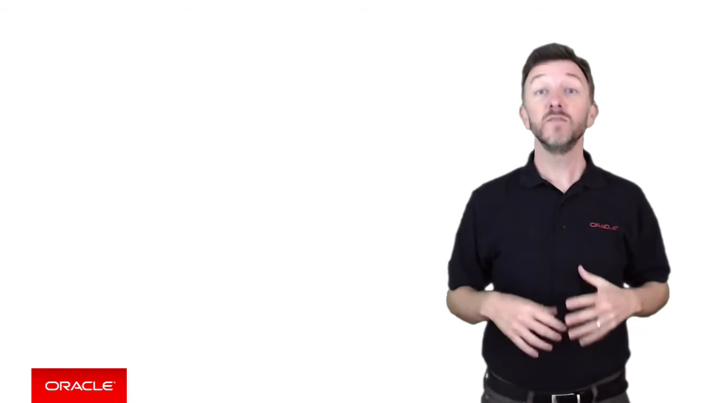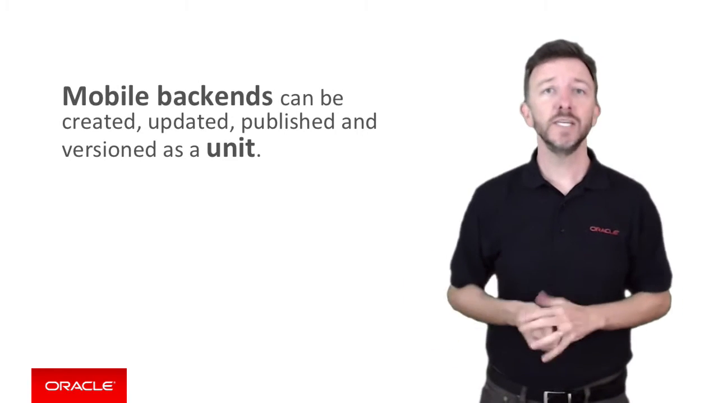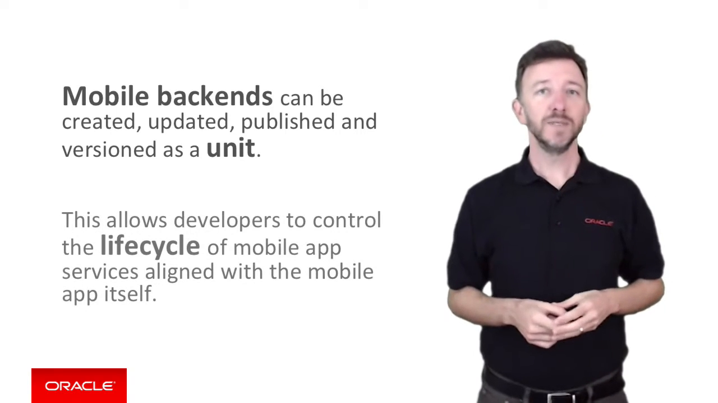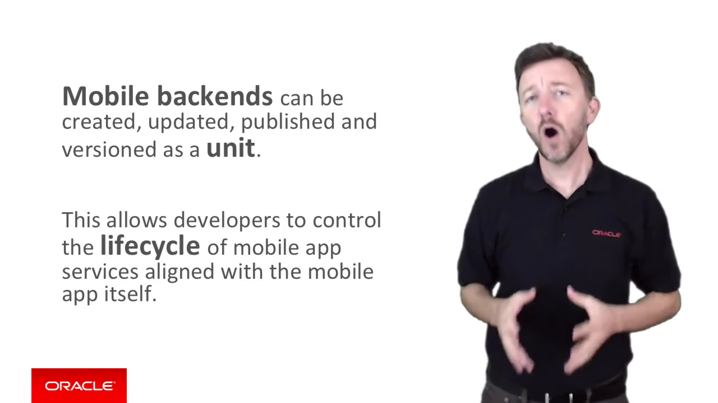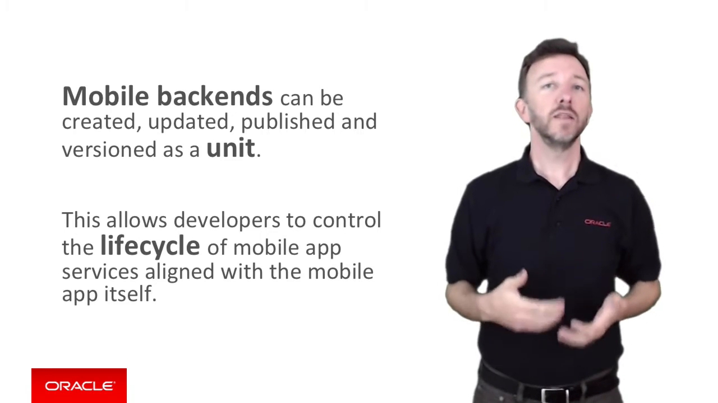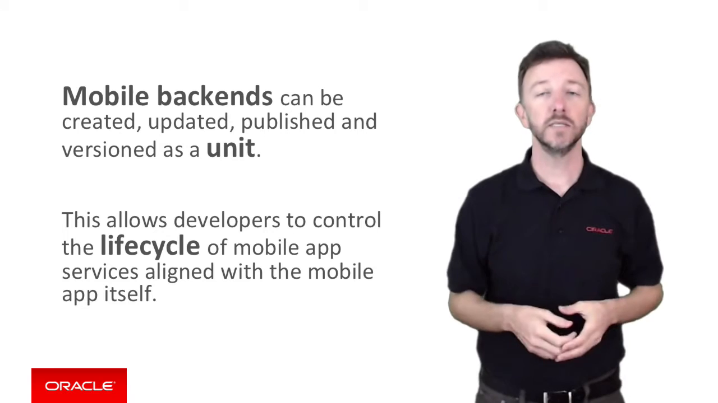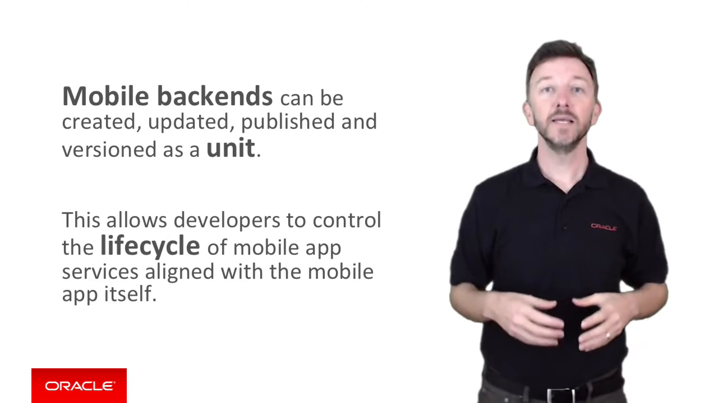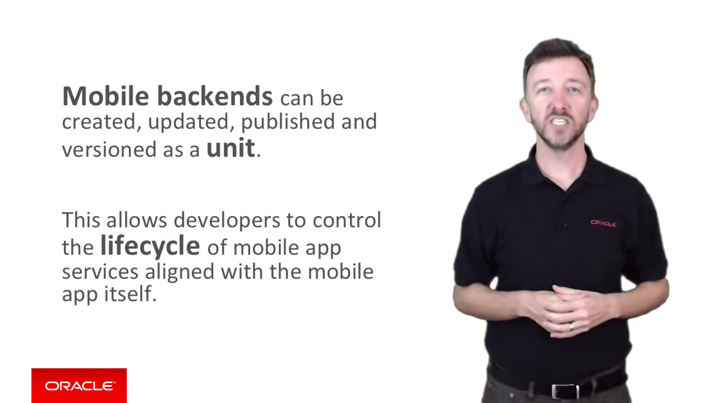Finally, something that will be covered in a lot more detail in later episodes, a very important area, is that the mobile backend itself can be created, updated, published, and versioned as a unit, allowing developers to clearly control the life cycle of a mobile app and its services as a whole, aligned with different releases of the mobile apps themselves. This is rather than independently publishing and managing numerous services and APIs within MCS. So the MCS mobile backend is a very powerful concept for controlling the life cycle of your applications.